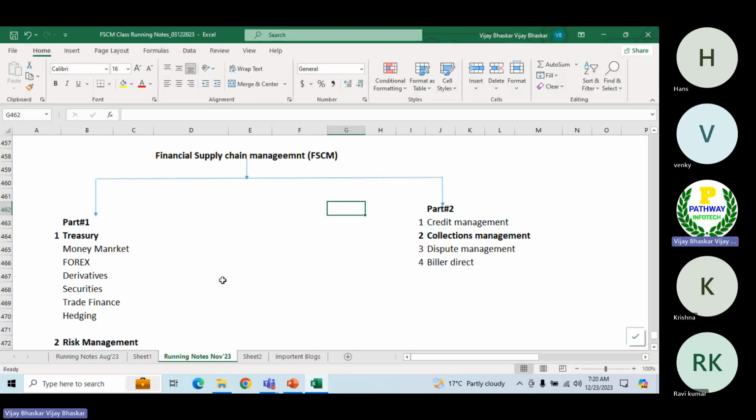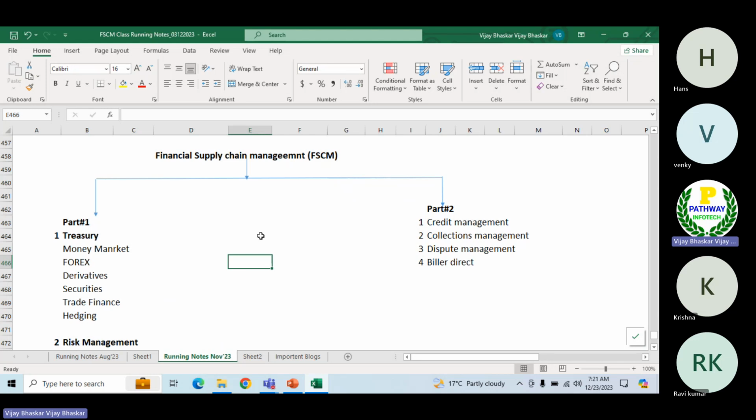So now is it clear? Now what SAP is going to support and how FSCM has been divided. Is it clear for all of you? Yes. Okay. Because without knowing all these things, don't start anything.